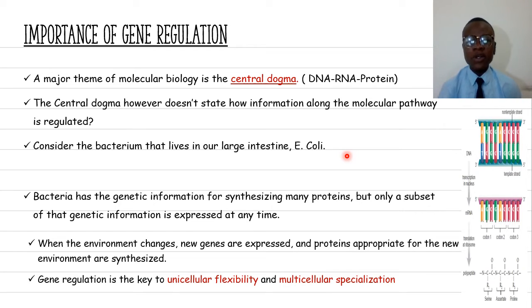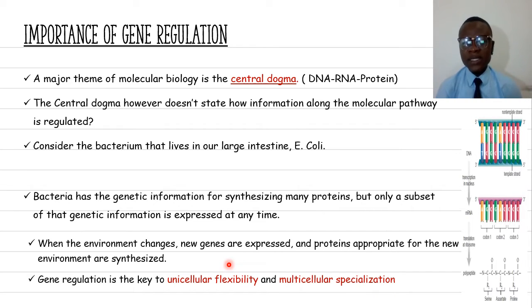Flexible. If you take a keen look at the bacterium, it has genetic information for synthesizing many proteins, to include enzymes. However, only a few of those genes are expressed at any time. Like I stated, if you have a change in the environment, you have the expression of new genes or proteins that are appropriate to help the bacteria survive that environment.